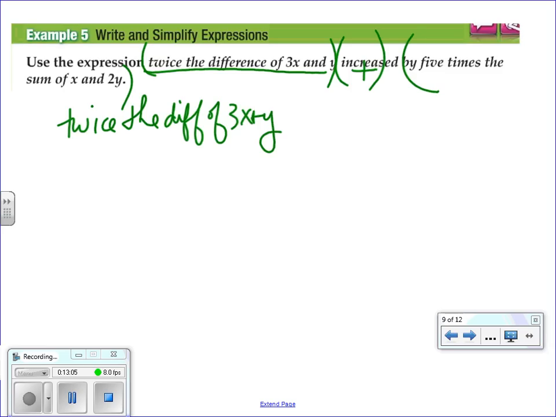How do we write 3x and y? And the difference of that. 3x, how do we write this? The difference of 3x and y. That would be 3x minus y. And twice that would be 2 times that. 2 times 3x minus y.